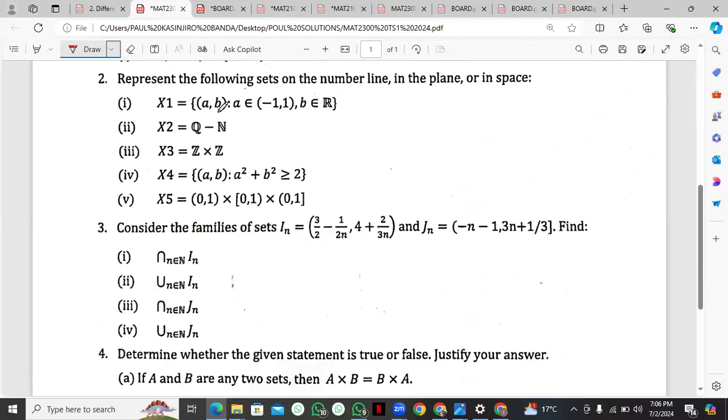So the first one, they are saying the set X1, we have a coordinate (a, b) such that the coordinate a should come from the open interval from -1 to 1, but b can be any real number. So you have to visualize this, and then we can actually draw it.